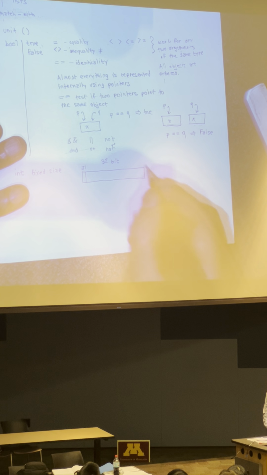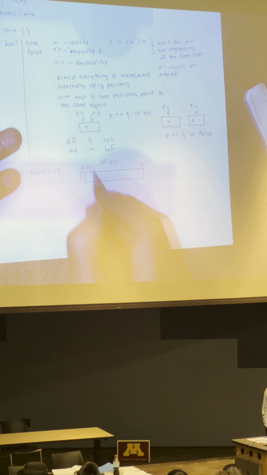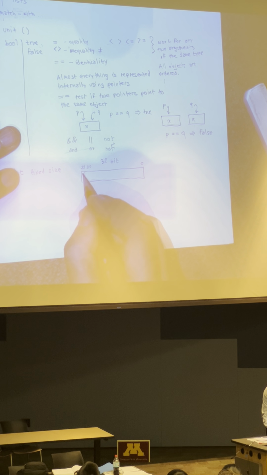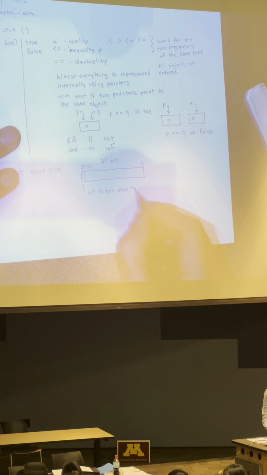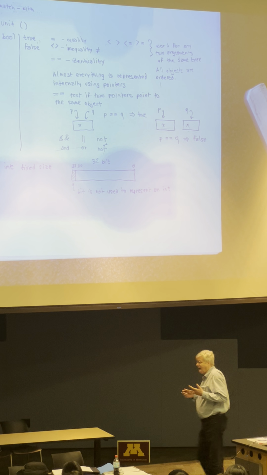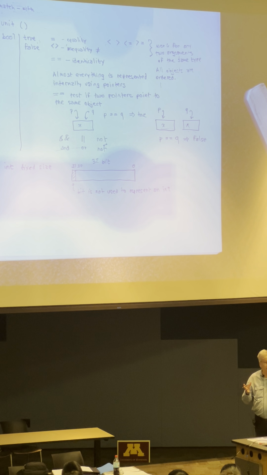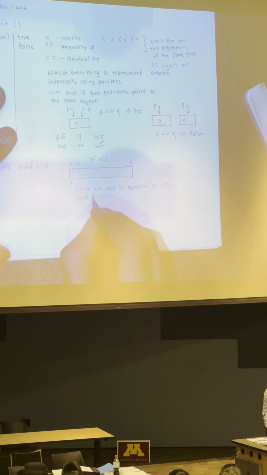Well, here we can number the bits from 0 to 31. This is bit 30 right here. And this bit is not used, or at least it's not used to represent an integer. Well, what is it used for then? The idea is that OCaml has a garbage collector that gets rid of objects that have no pointers to them. And so this is used by, let's say, the GC, the garbage collector.